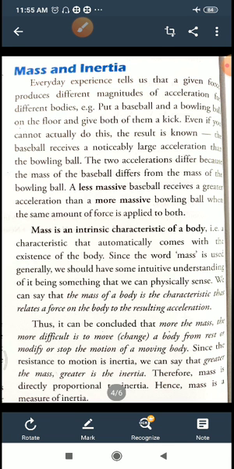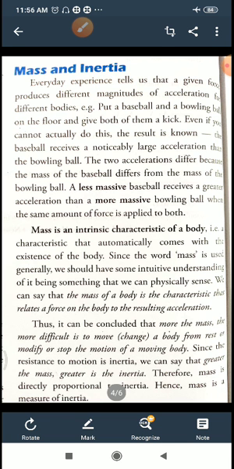Two objects are there which have different masses, but the same amount of force is applied to both bodies. In which case will it move more distance, and in which case less distance? You know that. So what we can conclude is that a less massive baseball receives a greater acceleration than a more massive bowling ball when the same amount of force is applied to both. Obviously this will happen.